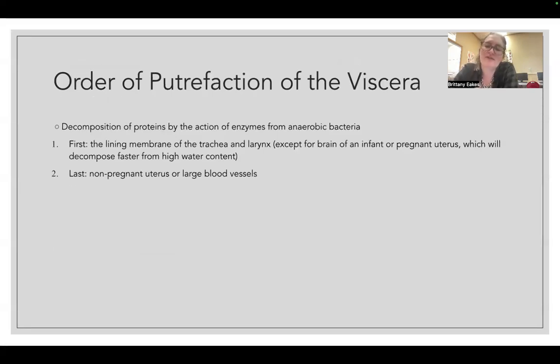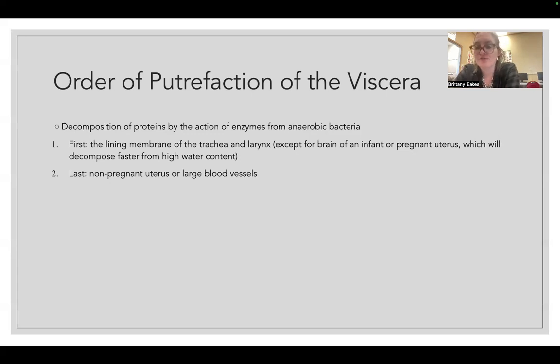It's also important, this is from your tag, not your book, the order of putrefaction of the viscera, understanding what's going to break down first. So decomposition of proteins by the action of anaerobic bacteria is putrefaction. The first is going to be the lining membrane of the trachea and the larynx, because of the higher moisture content right there. But in the infant, it would be the brain. So when you're treating an infant, you need to treat the brain. And we actually talk about that in embalming too.